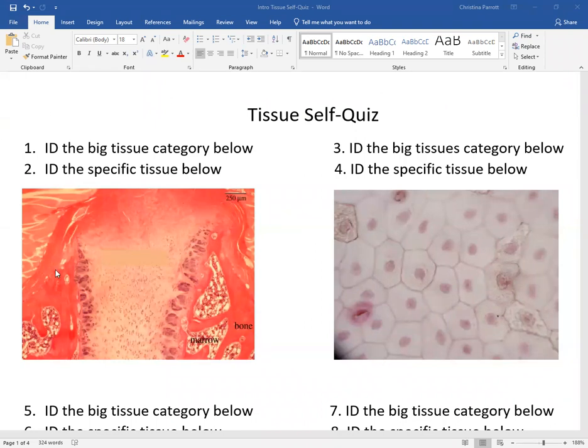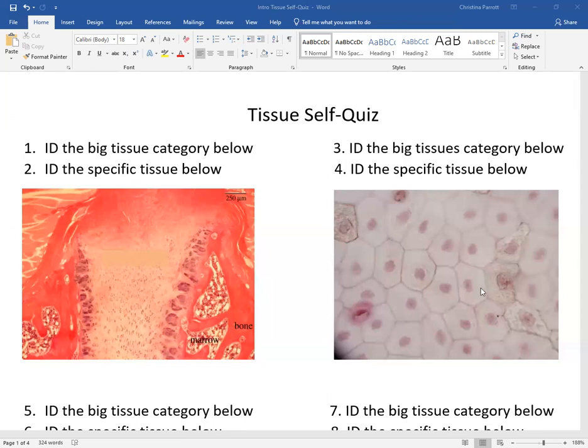So for number 1 and 2 here, you're seeing the lava flow. When you see that lava flow, that should clue you in that this specific tissue is fibrocartilage. So the lava flow equals fibrocartilage. So the big tissue category here in number 1 is connective tissue. And number 2, the specific tissue is fibrocartilage.